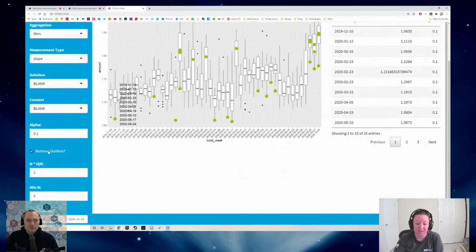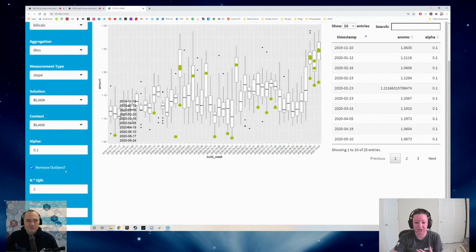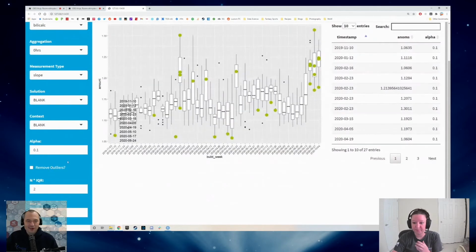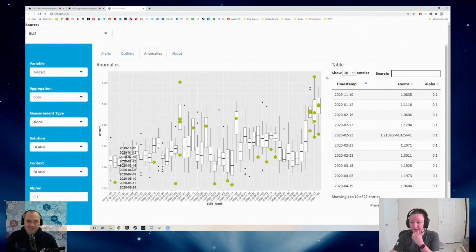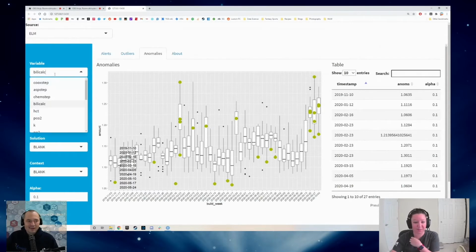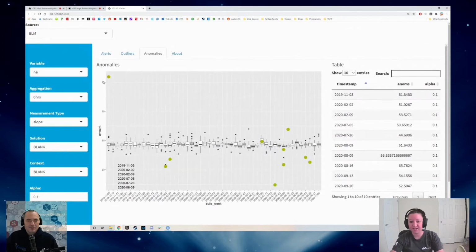Maybe you don't want to remove outliers. Watch how much this chart changes. Some of these, I think, were picked up at the top. There are some examples, if I can find one, where they're just massive spikes. Here they are.